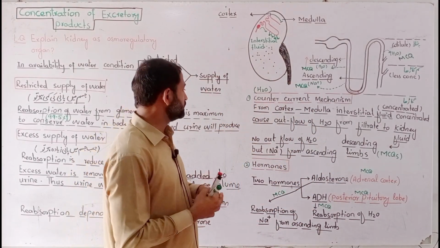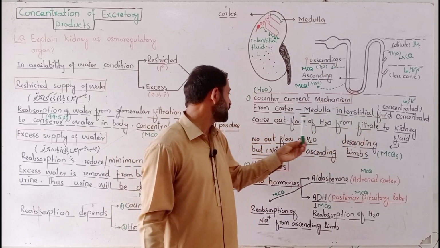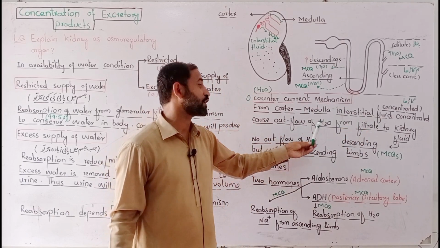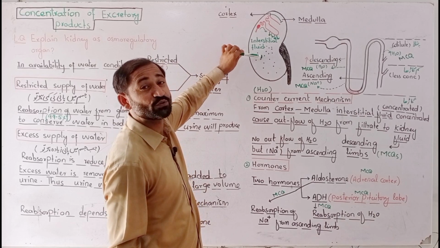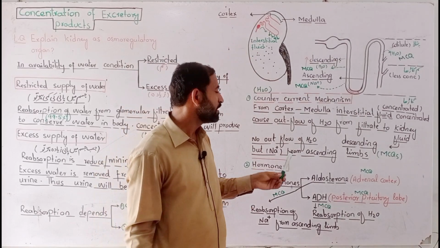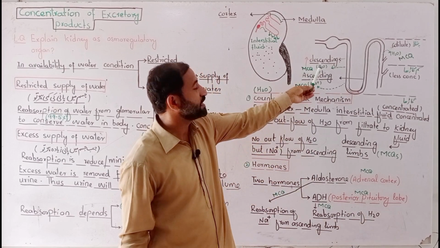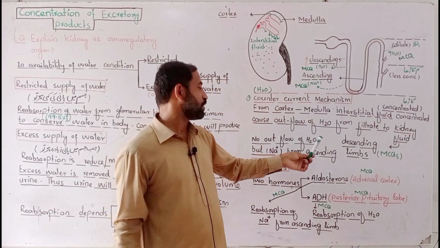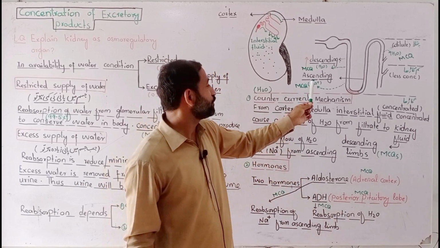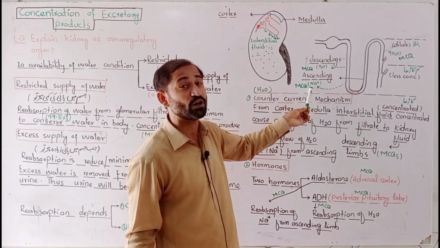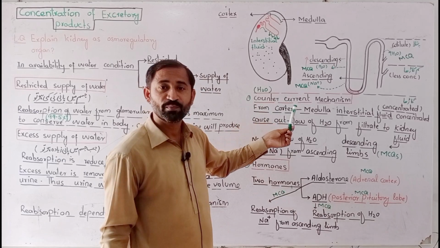Okay? So here, this is written as countercurrent mechanism: from cortex to medulla, interstitial fluid causes outflow of H2O from filtrate to kidney fluid. That's why urine will become more concentrated, but only in the descending limb. So you have to write here that water moves out. And there is no outflow of water from the ascending limb, but sodium ion outflow starts. And that was all about the countercurrent multiplier and mechanism.